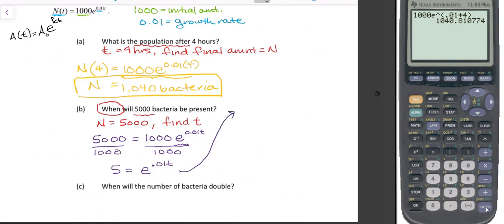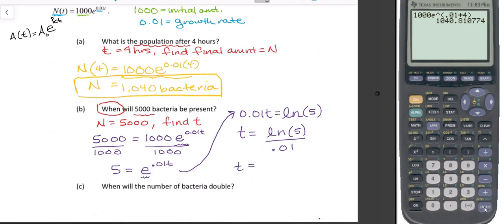So up here, I'm going to start with my exponent, 0.01 t equals the log. And again, since my base is e, the log that I'm going to use is ln, and my argument is the 5. So to solve this, I need to get t alone. So that means I'm going to take whatever the natural log of 5 is and divide by 0.01.